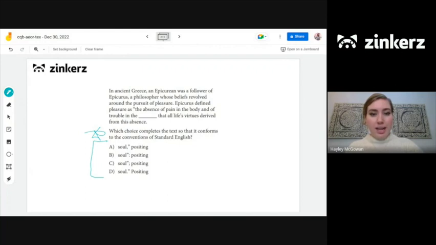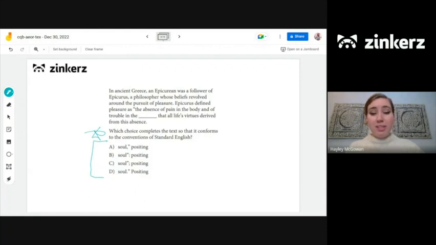Looking at C and D, we have one with a semicolon and one with a period. Both the semicolon and the period function very similarly. So let's see what's wrong with them. If we look here, we would have the word soul, the end of the quotation, and then a hard stop before the word positing. So the end of the passage goes like this: positing that all life's virtues derive from this absence. Is there something wrong here?